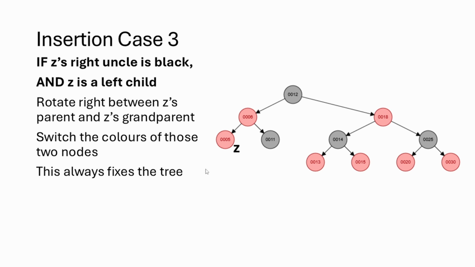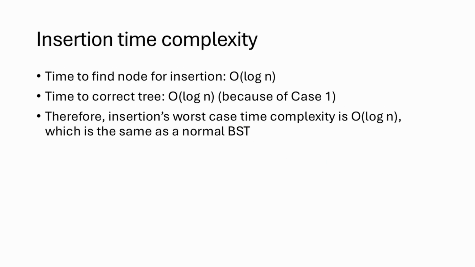Then we just switch the colors of the 2 nodes we just rotated, and we'll fix the tree. So that's insertion in a red-black tree. The time to find the node is in the order of log n, and the time to fix a node is at worst in the order of log n. So the insertion as a whole has a time complexity of O(log n). Now let's move on to deletion.